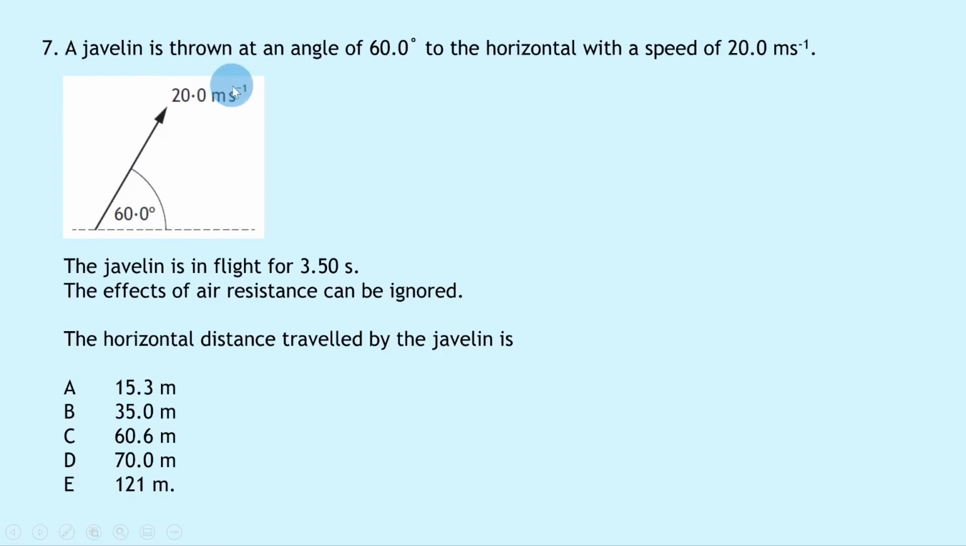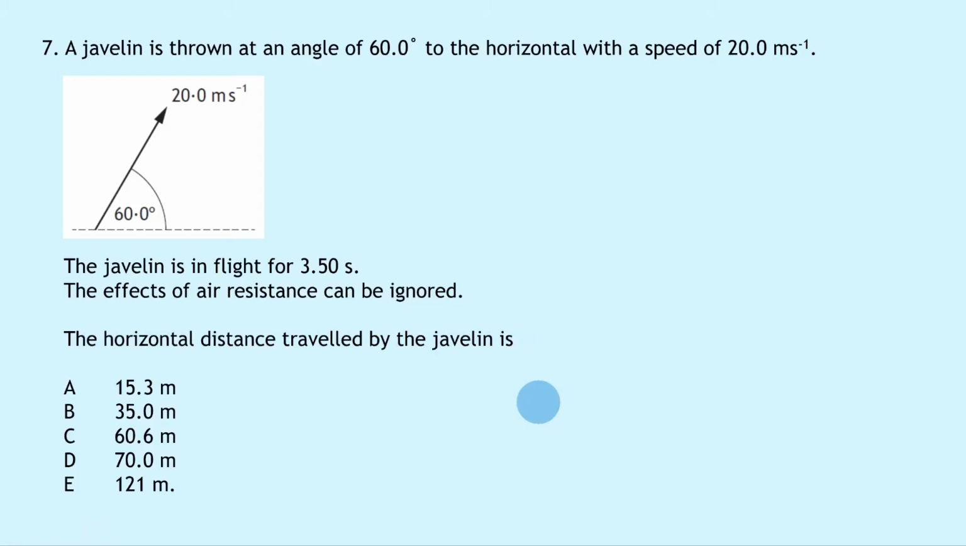Question 7 says a javelin is thrown at an angle of 60.0 degrees to the horizontal with a speed of 20.0 meters per second. And you're shown that in the diagram here. It says the javelin is in flight for 3.5 seconds. The effects of air resistance can be ignored. The horizontal distance travelled by the javelin is?